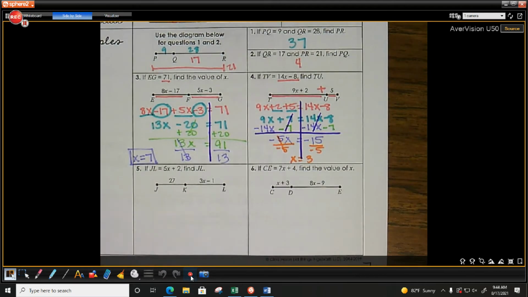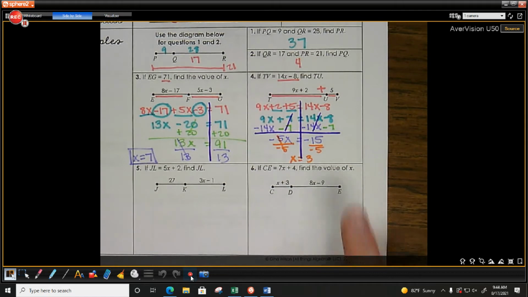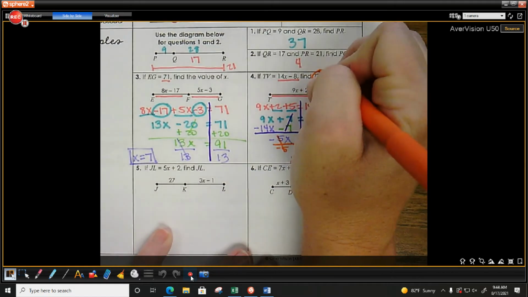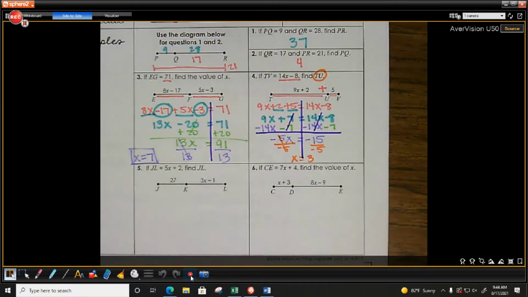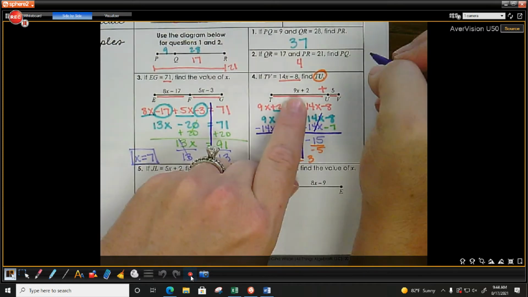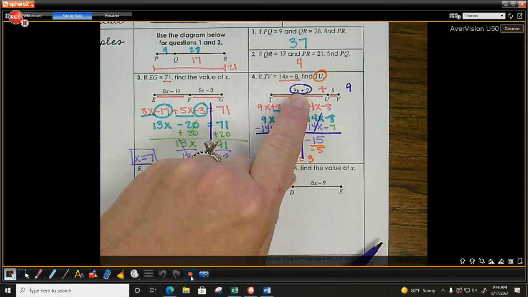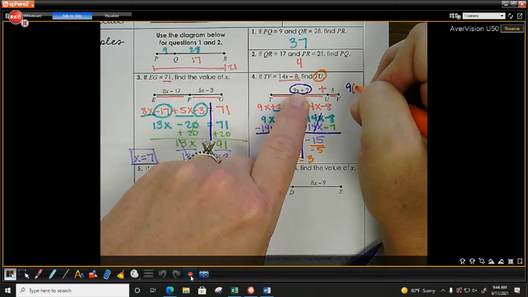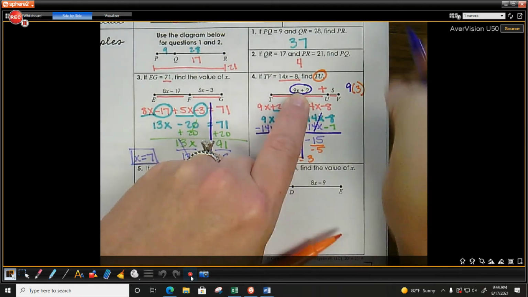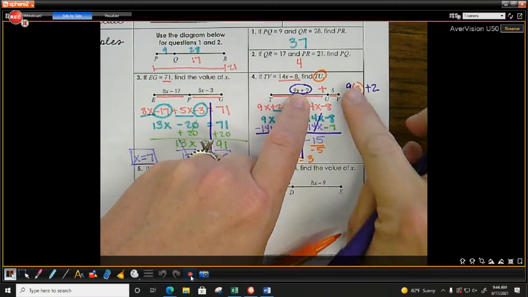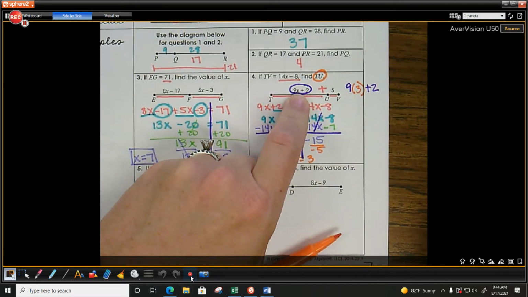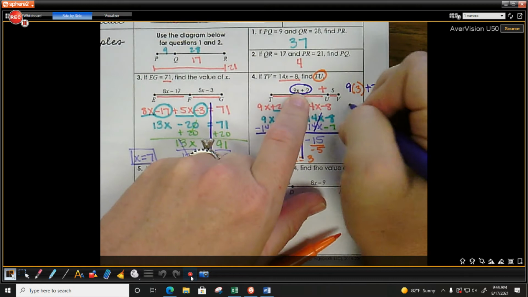No, because the question says find TU. So now I need to do TU, which is right here. 9 times x, what's x? 3. Plus 2. So what's 9 times 3? Plus 2. So TU equals 29.